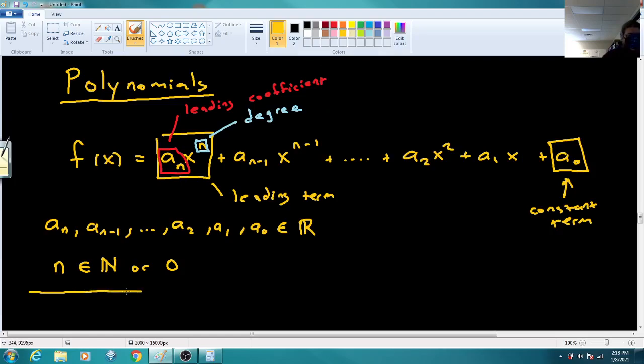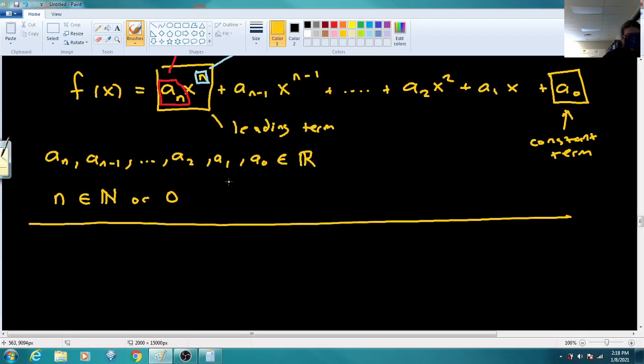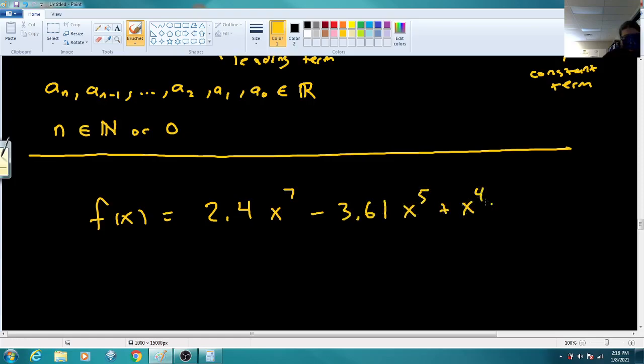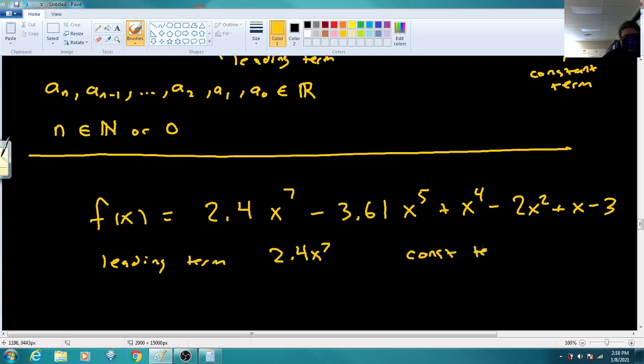So polynomials basically look like numbers times x to whole number powers. If I wrote something like f of x equals 2.4 x to the 7th minus 3.61 x to the 5th plus x to the 4th minus 2x squared plus x minus 3, my leading term would be the term with x to the highest power in it. That would be 2.4 x to the 7th. My constant term would be the negative 3 without an x.